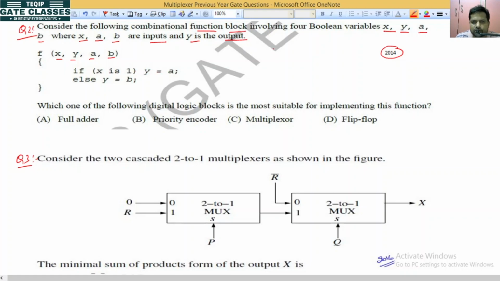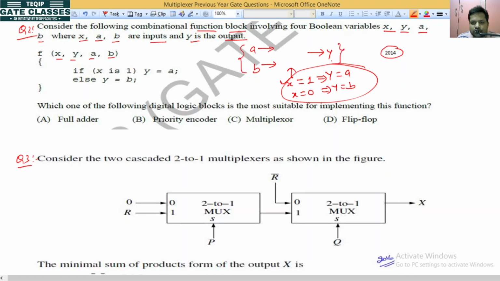It is like this. Suppose we have a and b here, and we have x here, and we have one output y here. If x equals 1 then y is equal to a, and if x equals 0 then y equals b. So this is called the selection line. We have studied this: this is the selection line, and these are the two data inputs, and this is one output. So it is a 2x1 mux. It is a multiplexer.